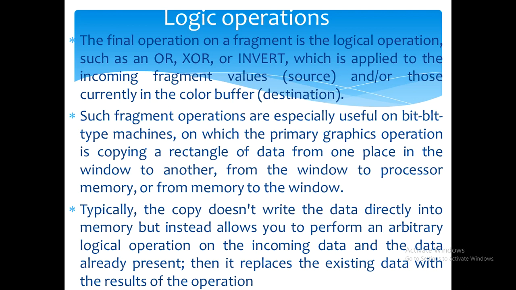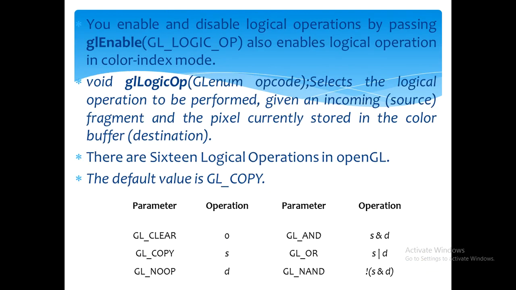Then it replaces the existing data with the result of the operation, whatever operation you have done, such as XOR, on the incoming data and available data. Incoming data means the incoming source data and the destination color buffer, it will do the logical operation. Then with respect to whatever result it gets, that part of that pixel will be affected, right? For doing this you have to make use of that feature in your OpenGL which is available, right? By default it is not enabled, right?